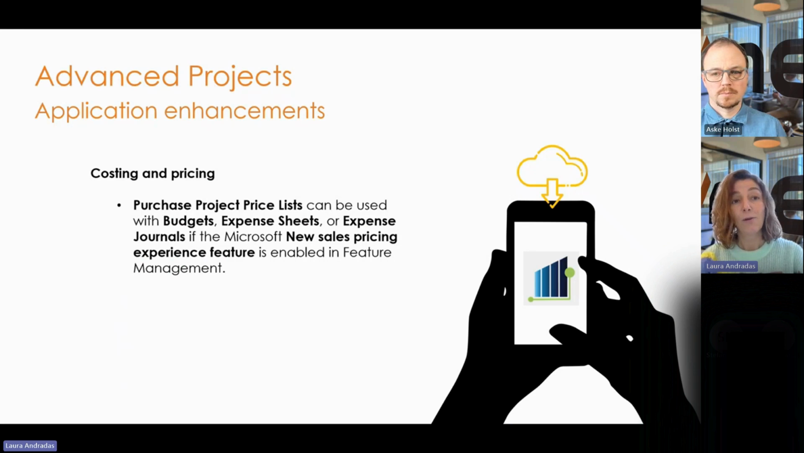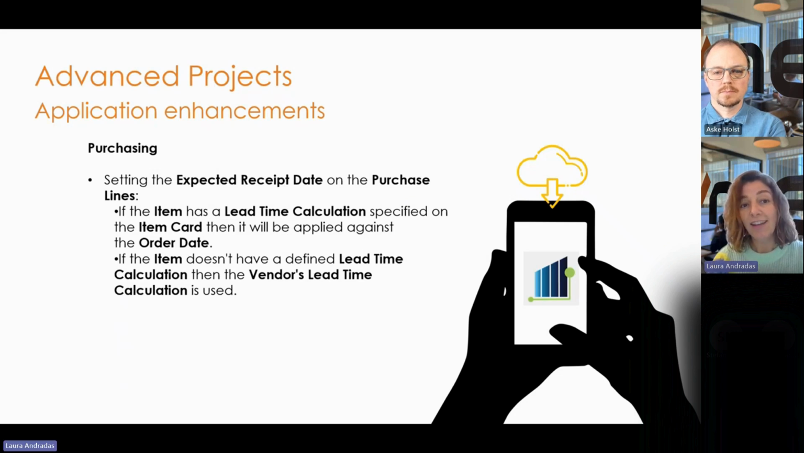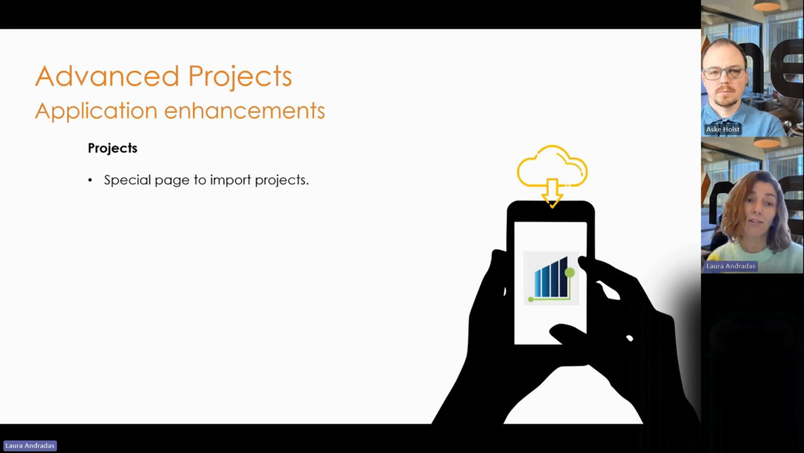For advanced projects, we see application enhancements in terms of costing and pricing. Now, purchase project price lists can be used with budgets, expense sheets, or expense journals. For these, the new sales pricing experience feature needs to be enabled. In terms of purchasing, if an item has a lead time calculation specified on the item card, then this will be applied against the order date. And there's also a special page to import projects.